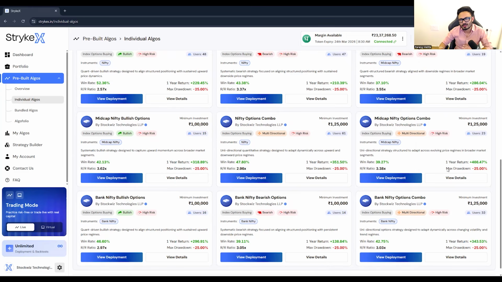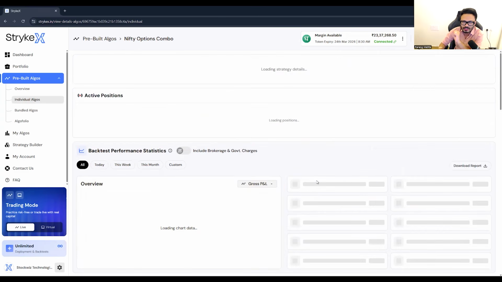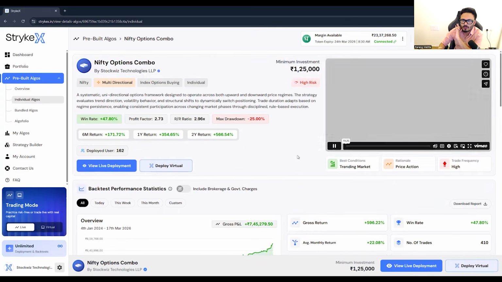So basically, mid cap Nifty has the highest volatility, also has the lowest win rate, but has a very good risk reward. So whenever you are judging a strategy, don't only go by the win rate. You should actually look at the risk reward ratio, which you can see over here, and also a metric called the profit factor.